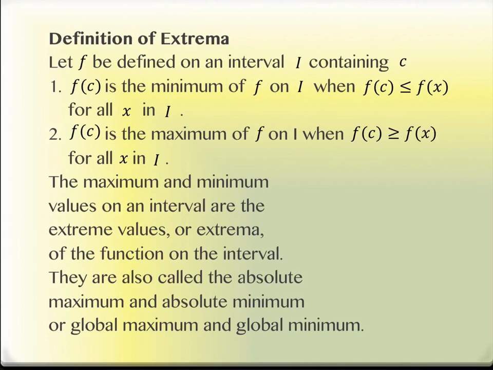f of c is the minimum of f on I when f of c is smaller than or equal to all of the values, all the y values in the interval. And f of c is a maximum of f on I when f of c is greater than or equal to all of the y values in the interval. I'll draw you a picture in a second.